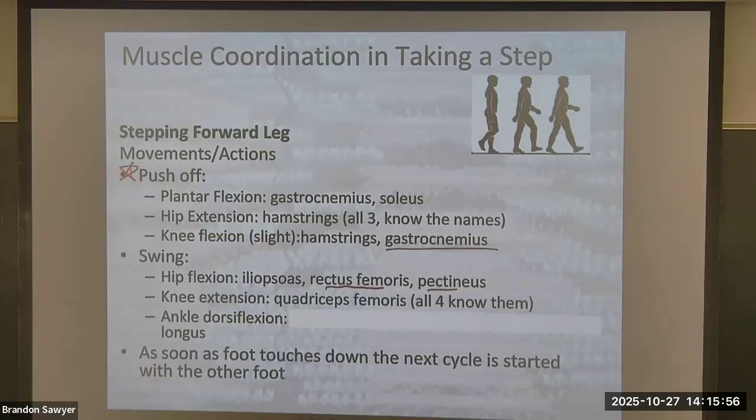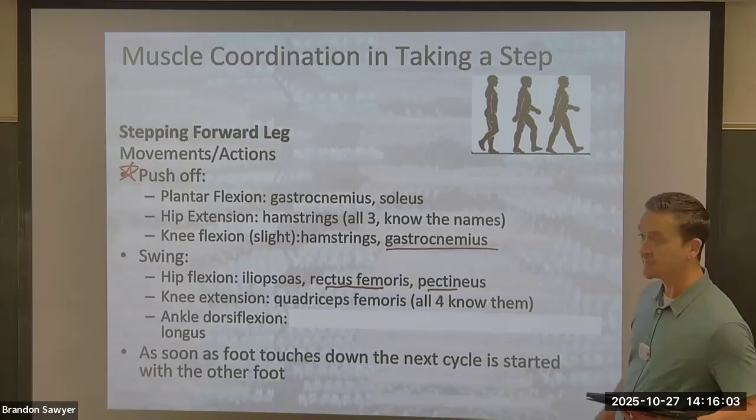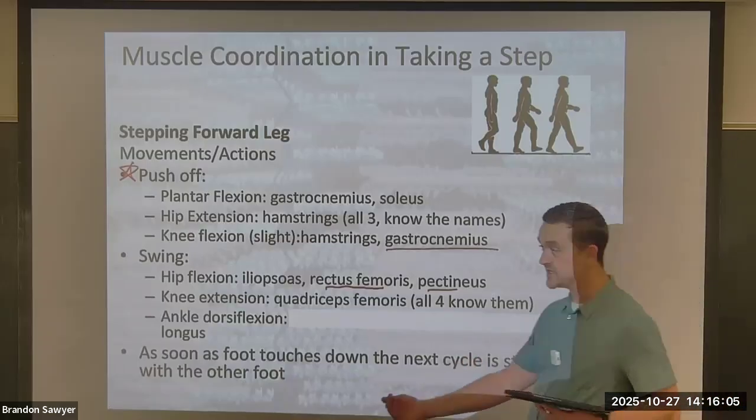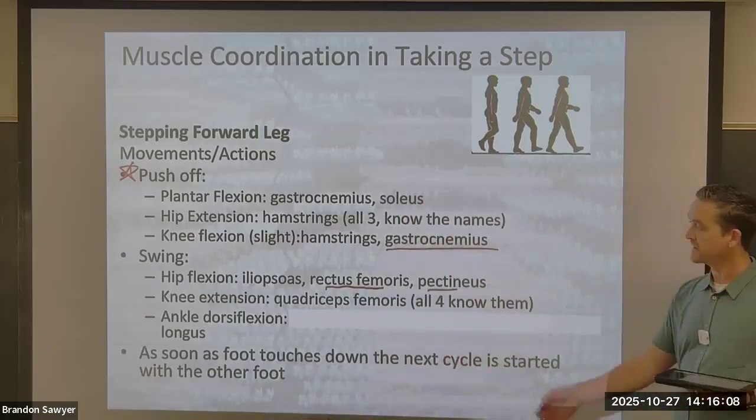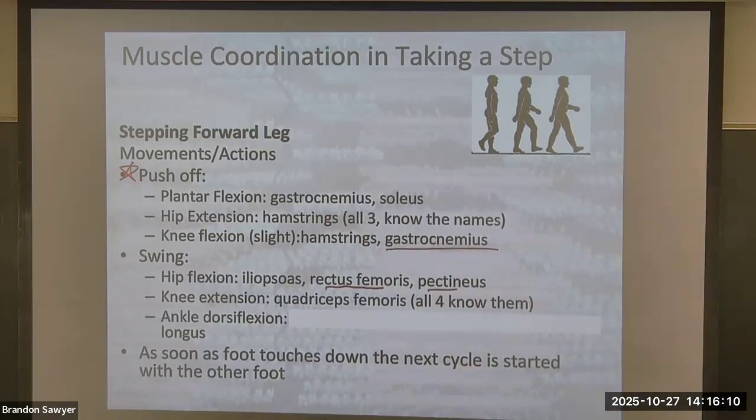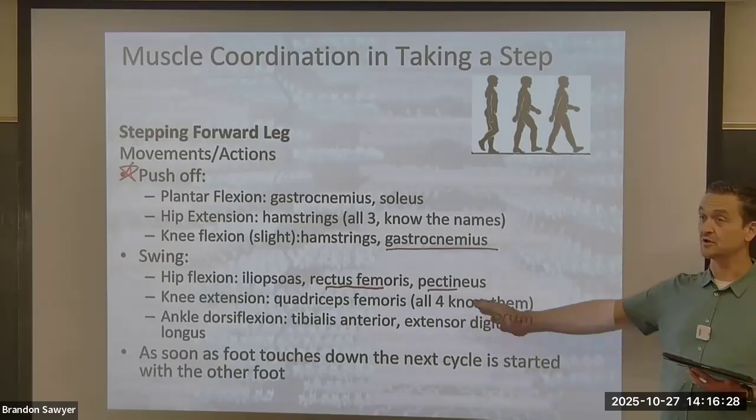And then as we kick our foot out, we want to pick our toes up a little bit. If we don't, we might trip on them for one thing, but we also want to land on our heel. So we dorsiflex our ankle. What's our big dorsiflexor in the lower leg? Tibialis anterior for sure. And then we also get some help from the one that extends our toes too. What would that one be? Extensor digitorum longus.